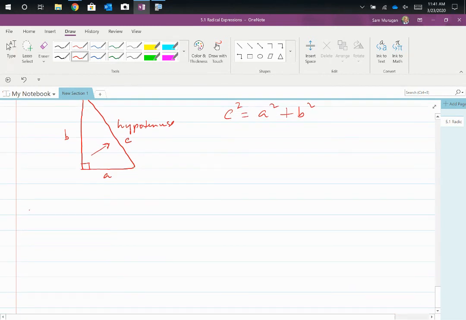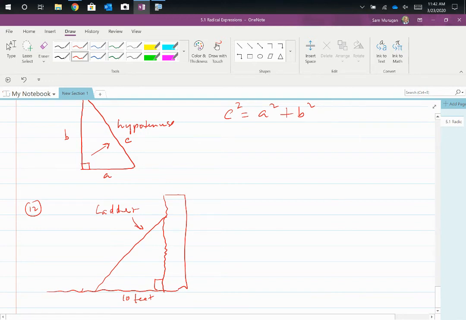So question 12 says somebody has a ladder, and they show a picture of a ladder leaning on the side of a house, and they said that the ladder is placed 10 feet from the side of the house, and they're trying to get to 31 feet, and they want to know what length of ladder.